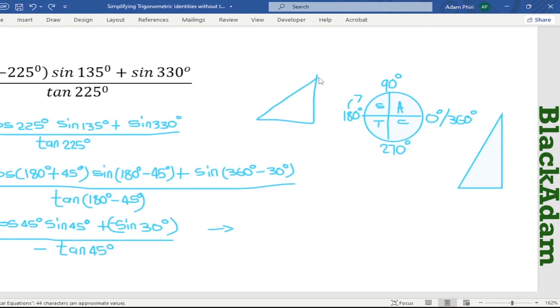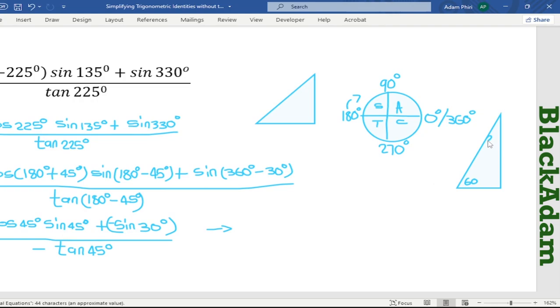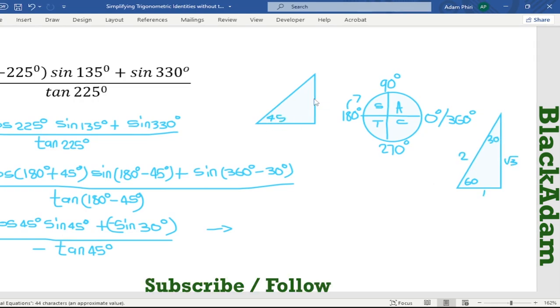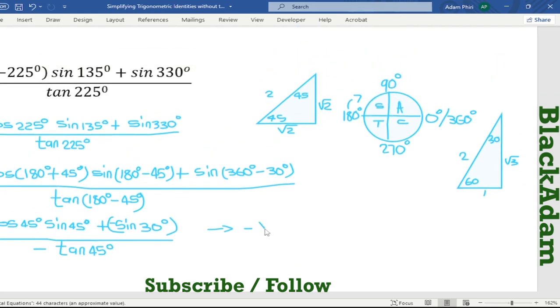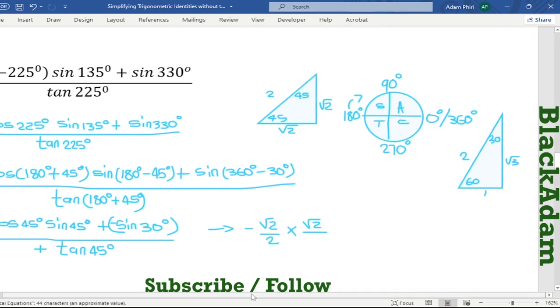Then drawing special angles, because we have 45 and 30, we need 60 degrees and 30 degrees with sides 2, root 3, 1, and the 45, 45 triangle with hypotenuse 2 and sides root 2 and root 2. Meaning we have negative root 2 over 2 for cos 45 degrees, adjacent over hypotenuse, and we also have sin the same thing, opposite over hypotenuse, which gives us the same value, root 2 over 2.